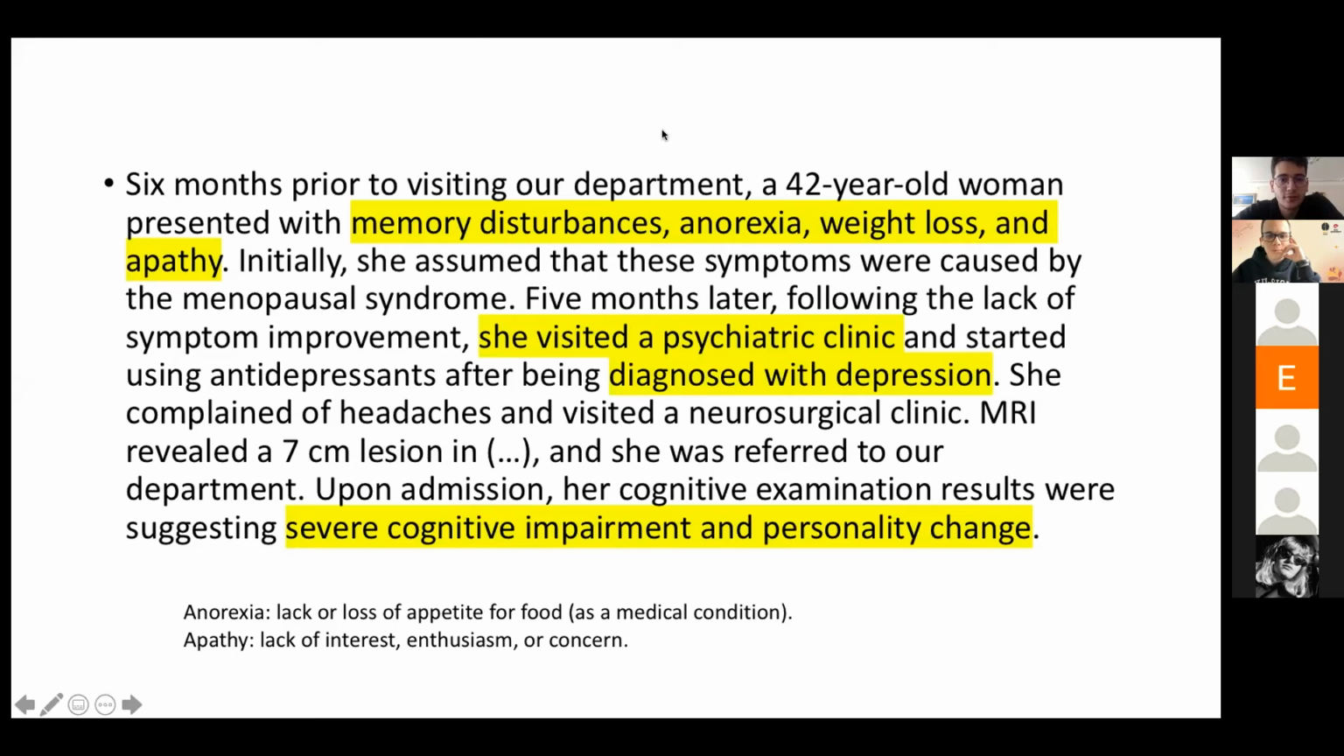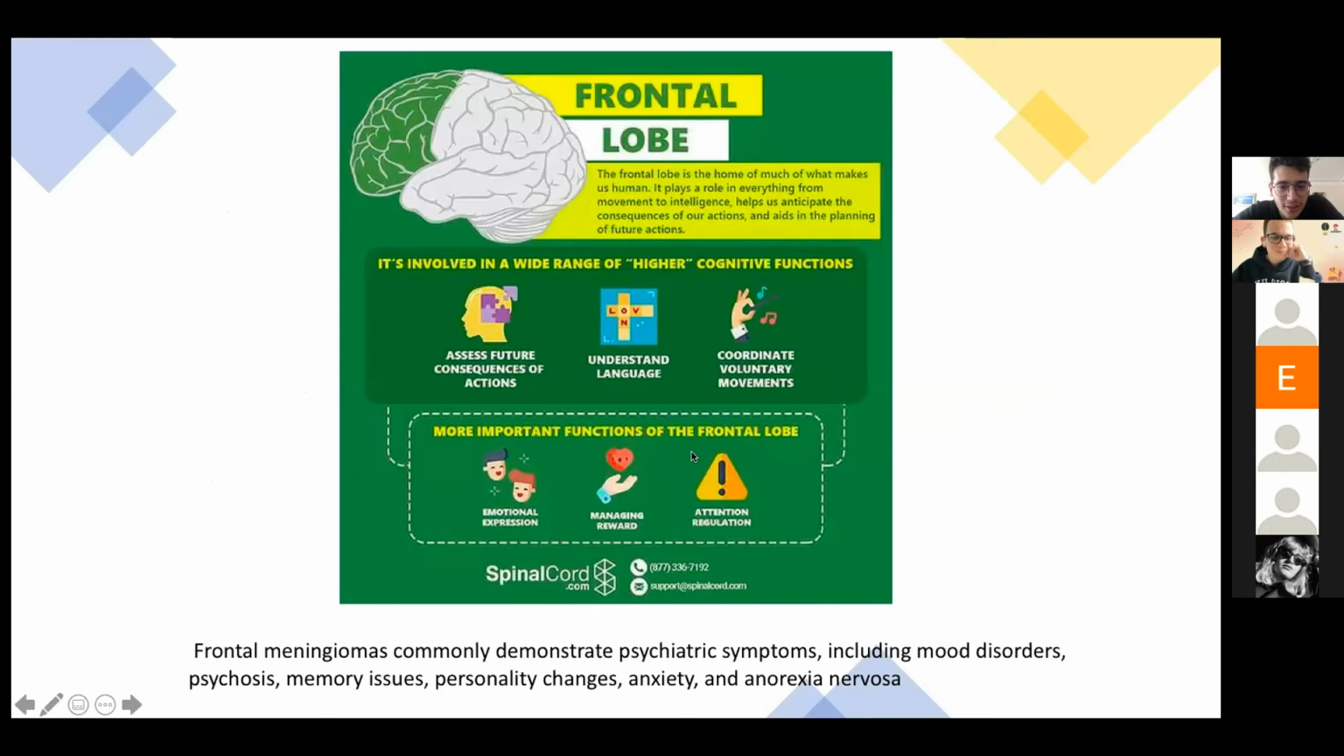Okay, we can finish. What are the ideas? 63% say it's frontal lobe and 31% say temporal lobe. Okay, great job. It's frontal lobe. It's responsible for memory and especially behaviors. Frontal problems commonly demonstrate psychiatric symptoms, including mood disorder, psychosis, memory issues, personality change, anxiety, and anorexia nervosa.